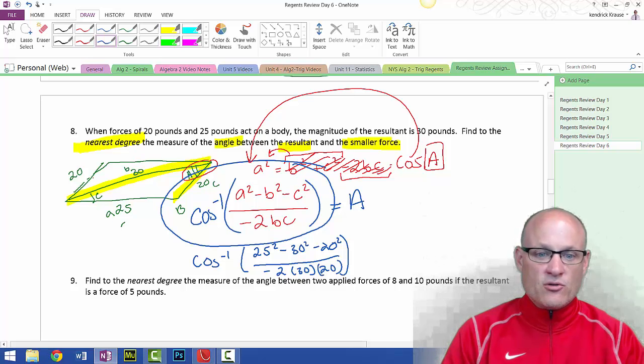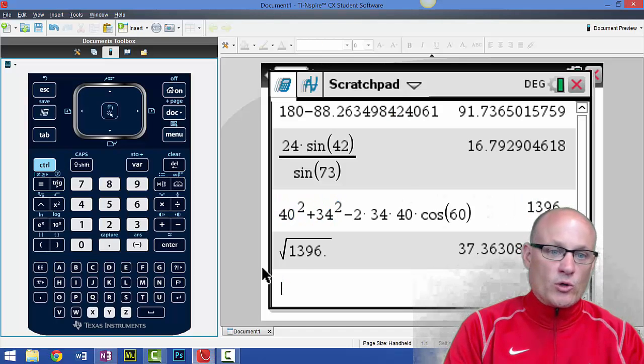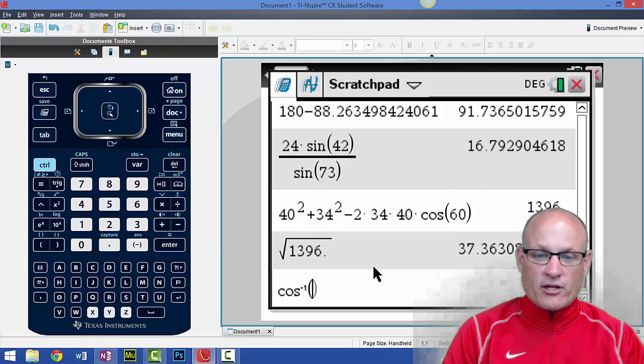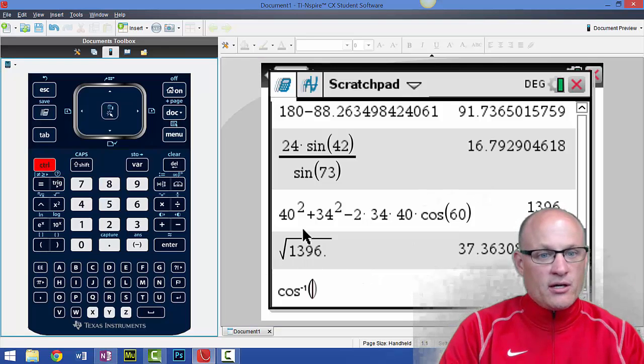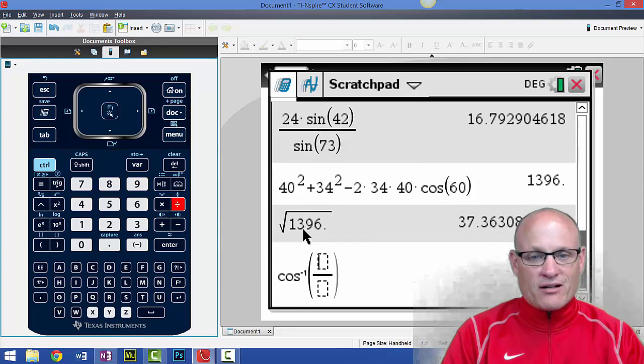All right, go over to my calculator. Hello, calculator. How many of y'all have this nice calculator? It's a nice calculator. It's pretty good. I wouldn't go out and get one now because you're not used to using it. Hopefully at some point you'll probably get one.